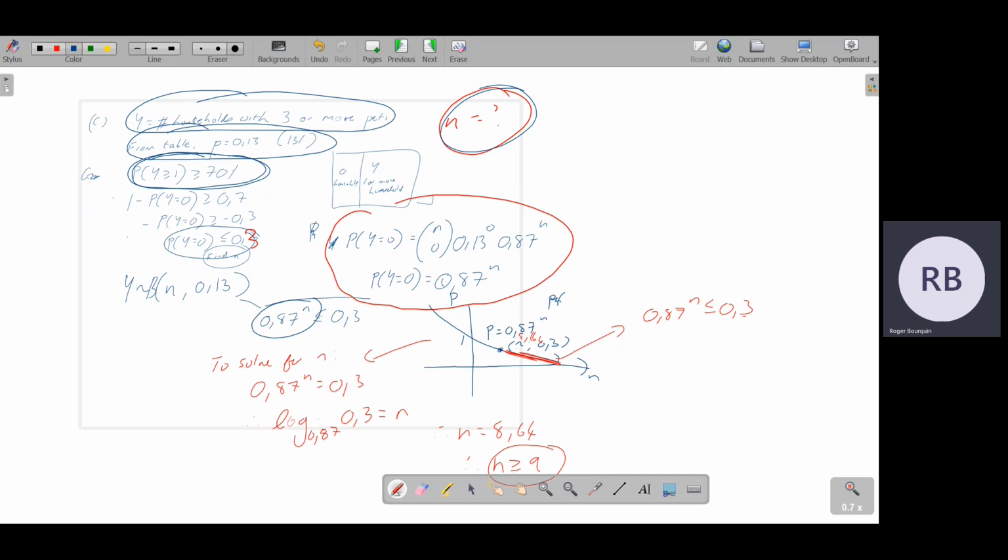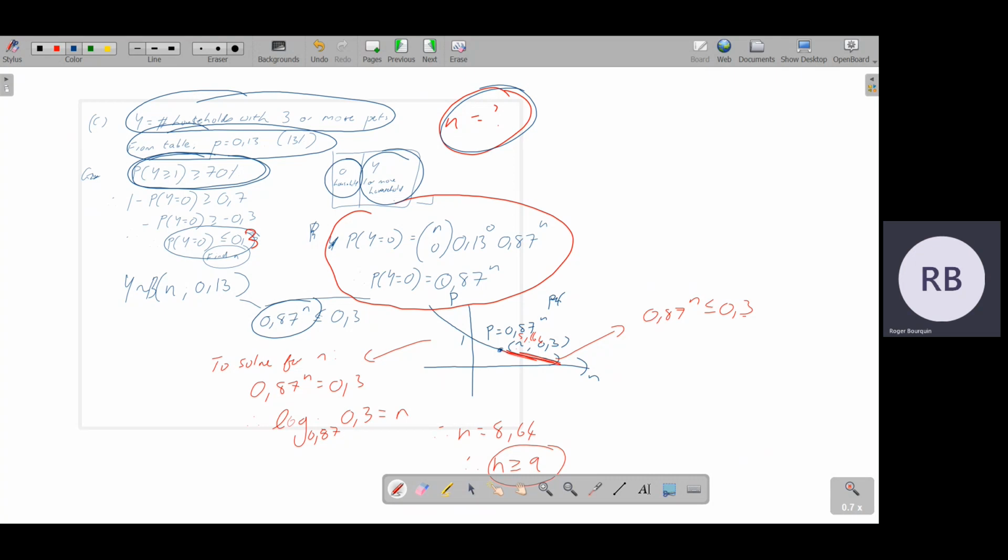Now I can't work out the probability that y is bigger than or equal to 1 directly, because there are too many cases. Well, I could go 1, 2, but that's too much of a mission, and also we don't know what n is. So we have to use the logic that either there's one or more households with 3 or more pets, or there's none. That's the complementary space.